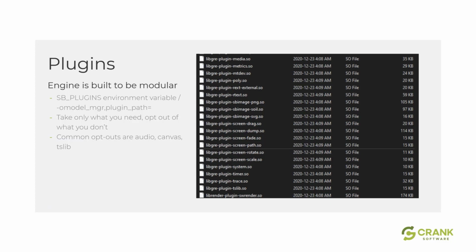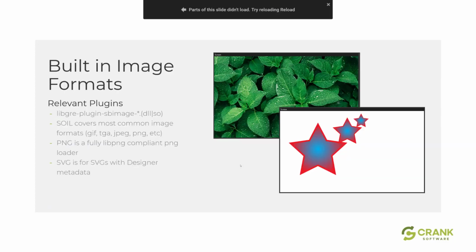Common things that people opt out of are the audio plugin, the canvas drawing API, the touchscreen plugin, things like that. And the way that you opt out of a plugin is just remove it from your SB plugins directory, and the engine will work fine without most of them. The only plugin that you absolutely need to run the engine is a render manager of some sort, because otherwise you won't have a screen to draw to.